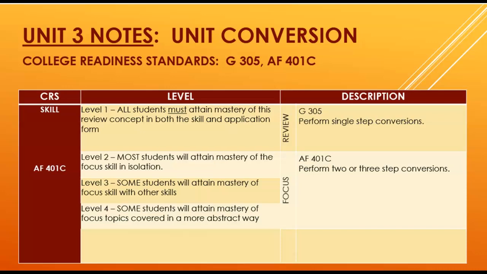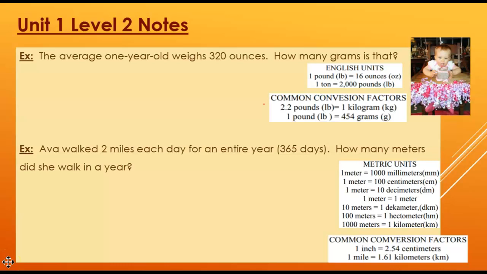Welcome to Unit 3, Level 2 video notes, and we will be performing 2 or 3-step conversions. Please have your conversion sheet ready. The average 1-year-old weighs 320 ounces. How many grams is that?